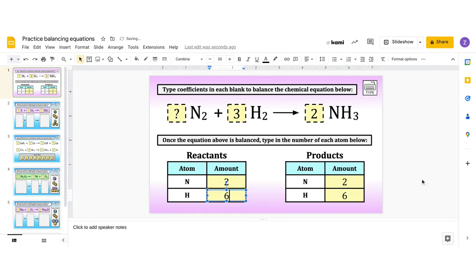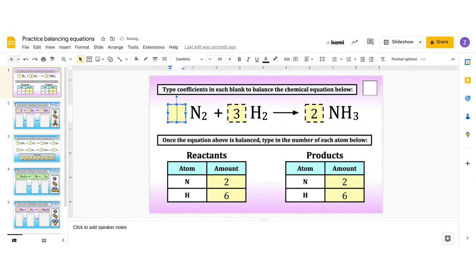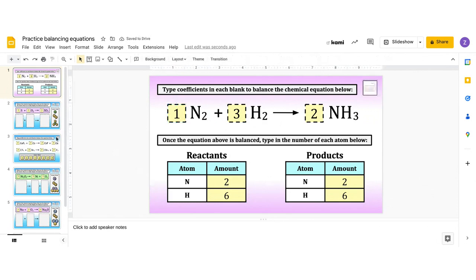Okay. And you can put a 1 in front of that question mark and the N2. You don't need to, but that just tells us that we've done something. Okay, cool. So that's perfectly balanced. You can see it's balanced. You got 2 and 2, 6 and 6. All right, let's go to the next one. Go to slide number 2 because we're done with that one.